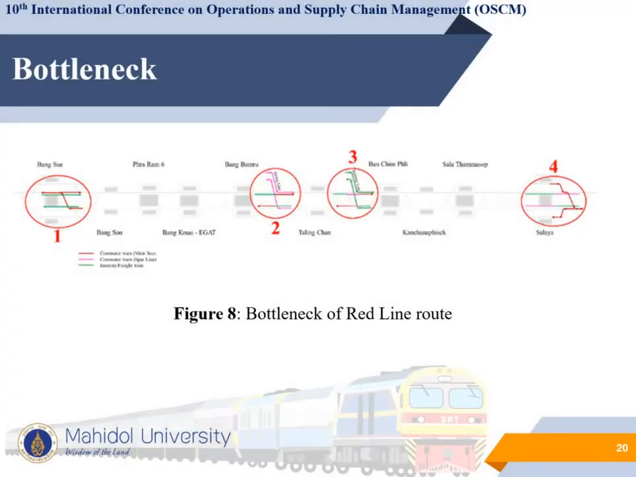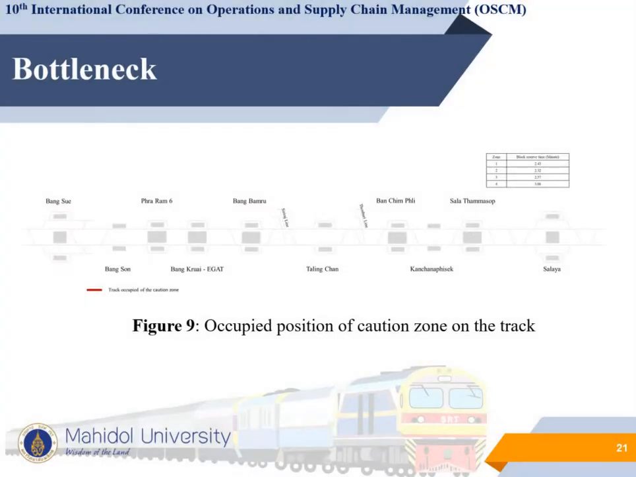Figure 8 shows 4 zones of the points of active change in the load which could affect the train and is usually a bottleneck. Figure 9 shows the occupied position of the critical zones on the track. Zone 1: Bang Sue station has a turn back type 1, which results in the track being occupied for a long time.